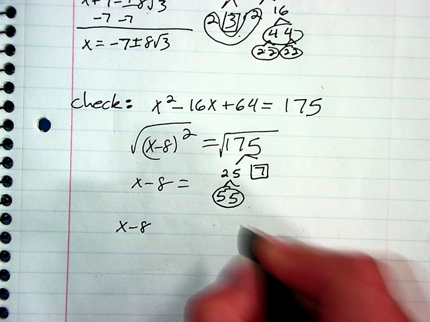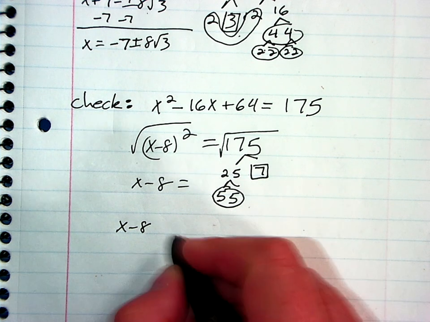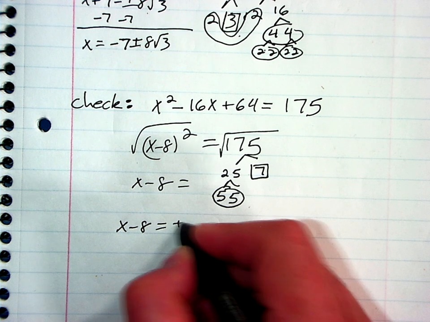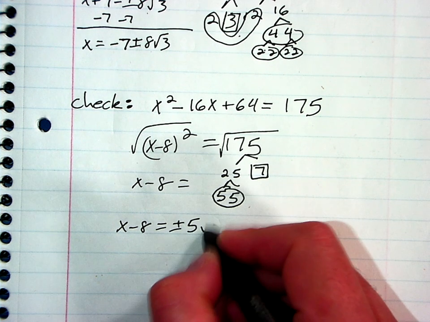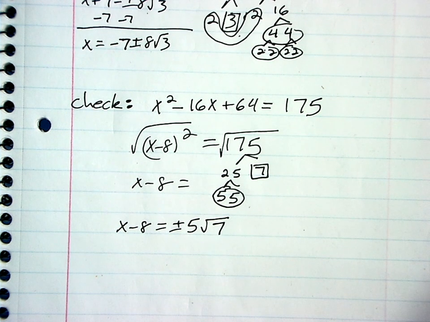So x minus, easy back there. You're awful excited for it to go to jail. So x minus 8 equals plus or minus 5 square root 7. There, it's in jail. You happy? Are we done? Yes.